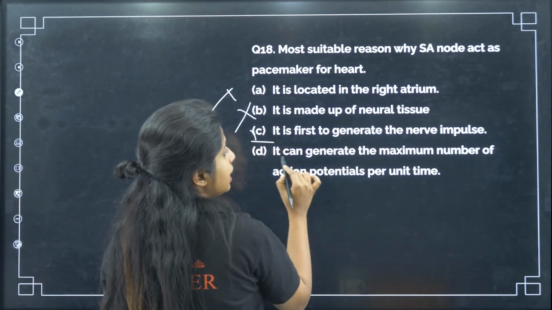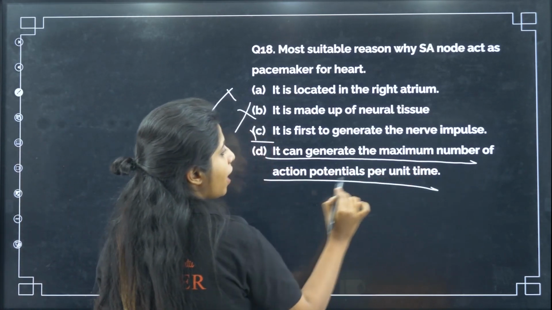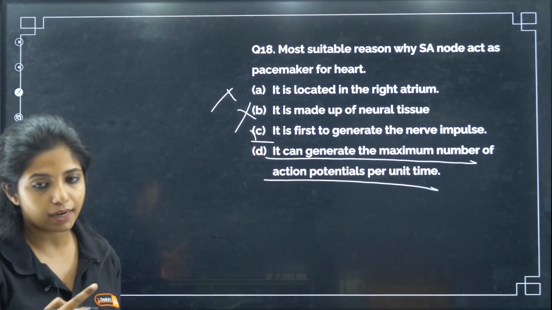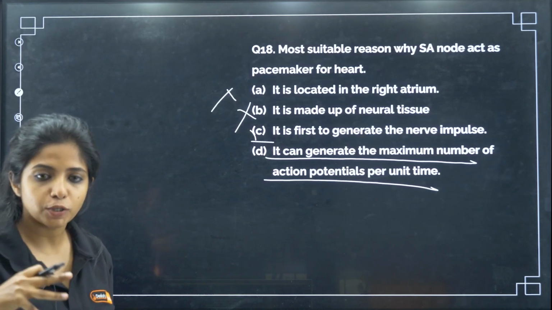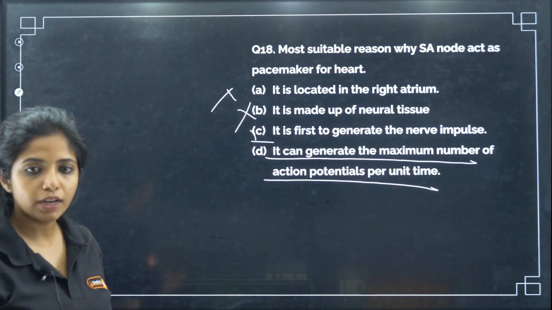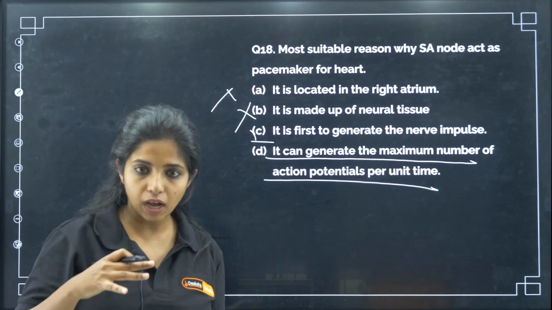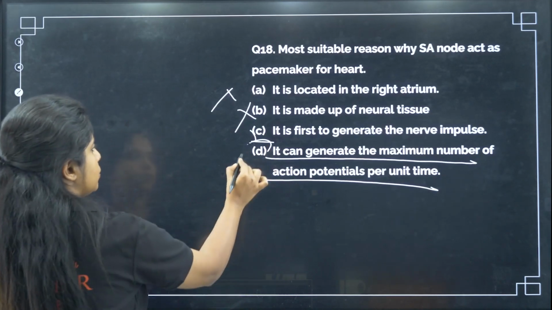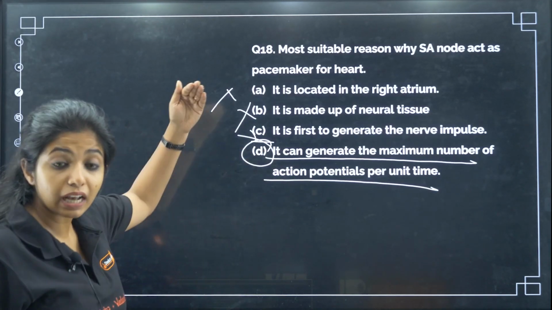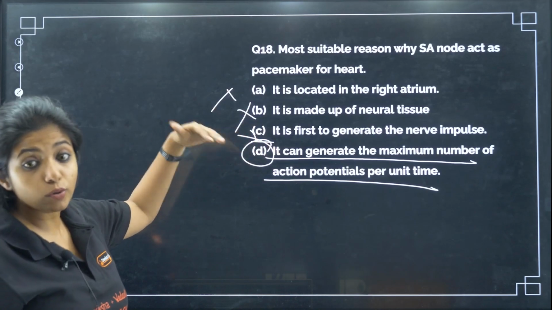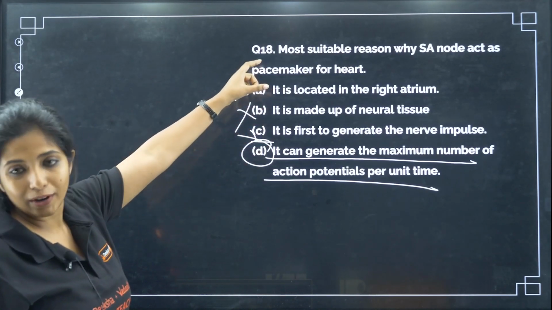The reason is that it can generate the maximum number of action potentials per minute. That is the reason it is known as pacemaker. If it is not able to generate, do you think it can maintain the pace of the heart? So this is your answer. You don't have to see only what is the correct statement. You also have to see what explains the question as well.